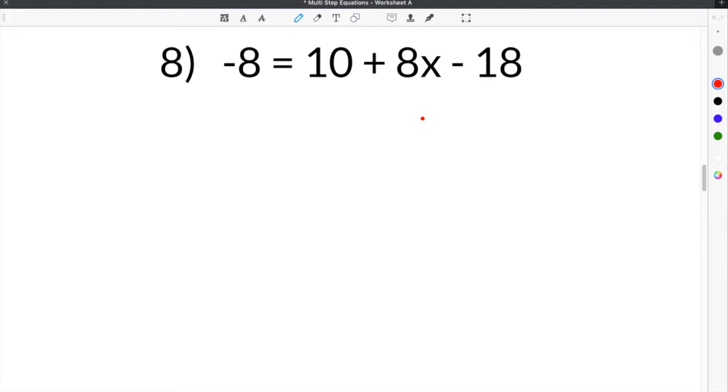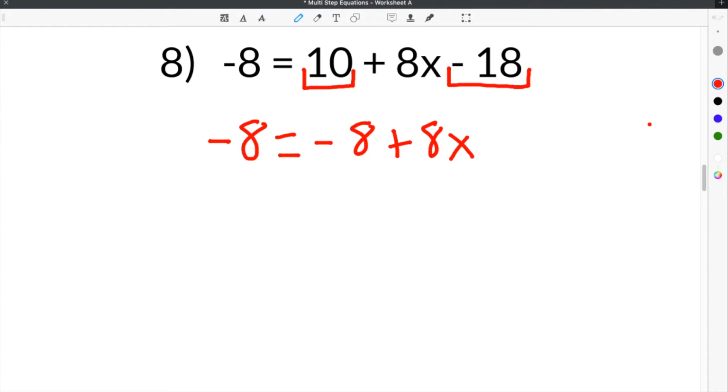Okay, the last problem we're going to work on in our multi-step equation is problem 8. Problem 8 gives us negative 8 equals 10 plus 8x minus 18. In the case of number 8, the two terms we're going to combine this time are 10 and negative 18. When you add 10 plus negative 18 together, you will get negative 8. Then you bring down your 8x, your equal sign, and your negative 8 on this side.